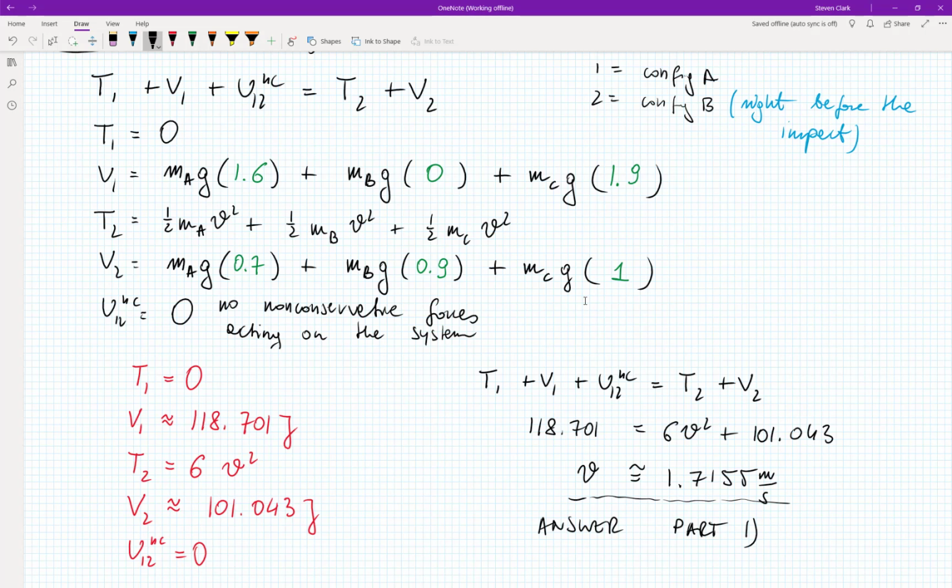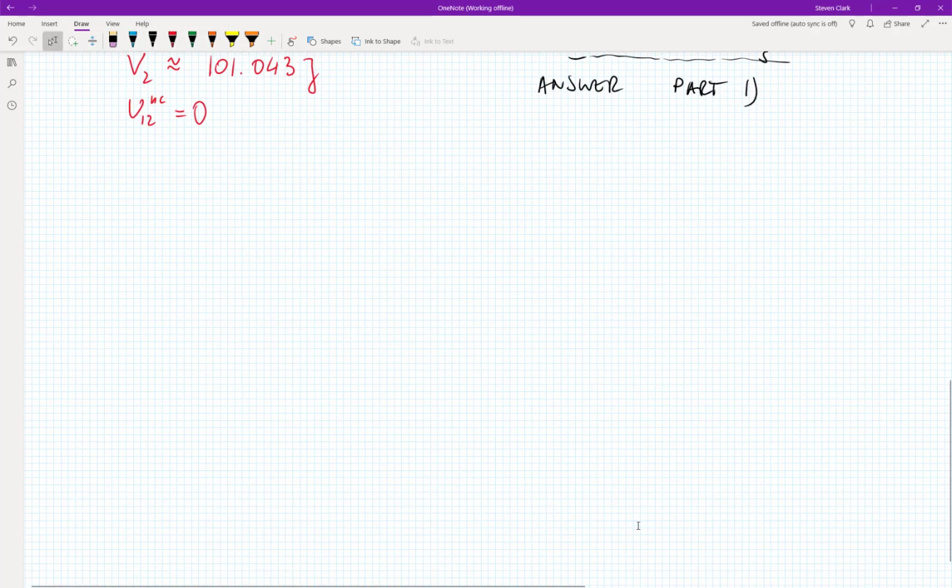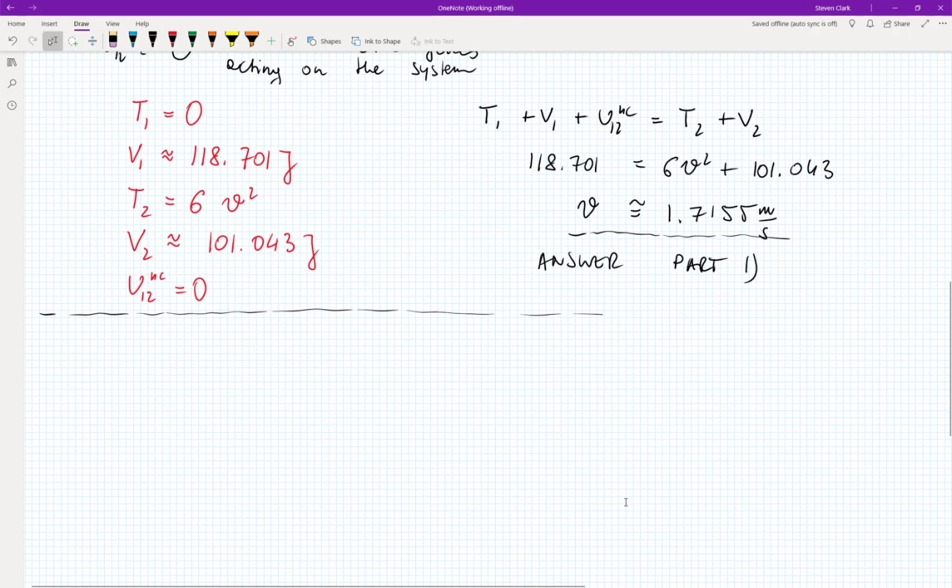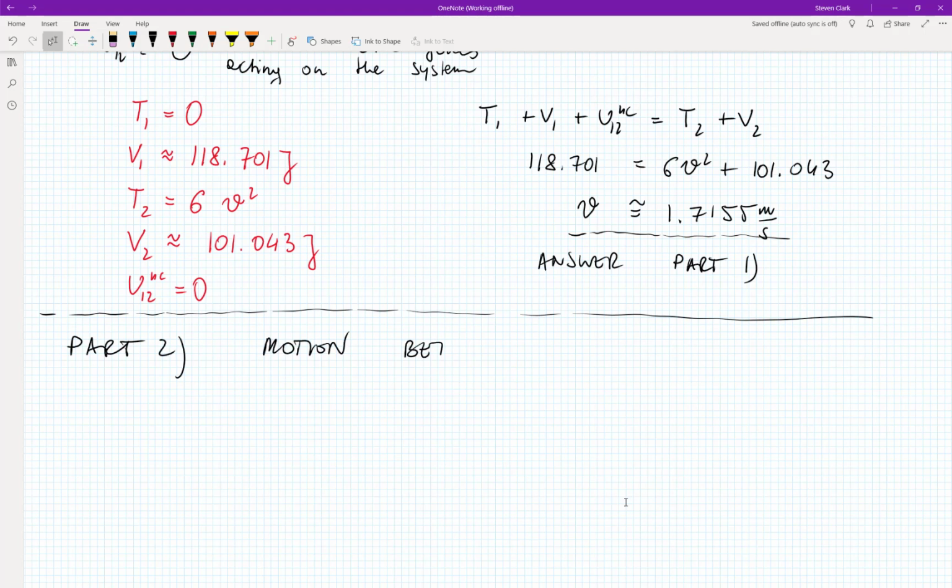Okay, I think this is a good time for questions. Any questions? So part B is exactly the same. We're just going to do exactly the same steps, but between different points. Okay, so let's do part 2. So now we will focus on motion between B and C. However, right now, when it comes to B, it will be right after the impact, right after the hit, okay?